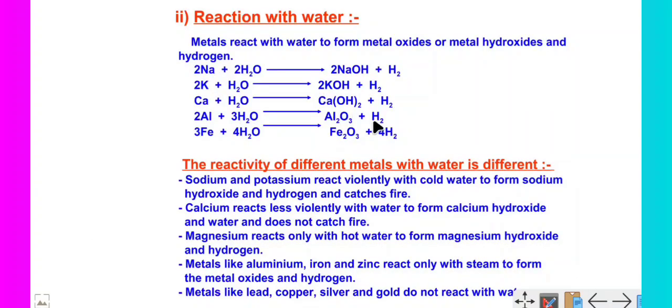Moving on. What happens when metals react with water? Metals react with water to form metal oxide or metal hydroxide and hydrogen.